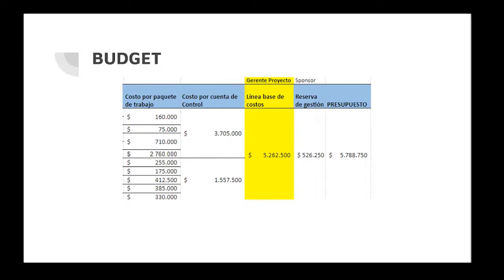Control account records. The first one had a cost of 3,705,000, and the second a cost of 1,557,500. The baseline will be 5,216,500, and the total budget will be 5,789,750.